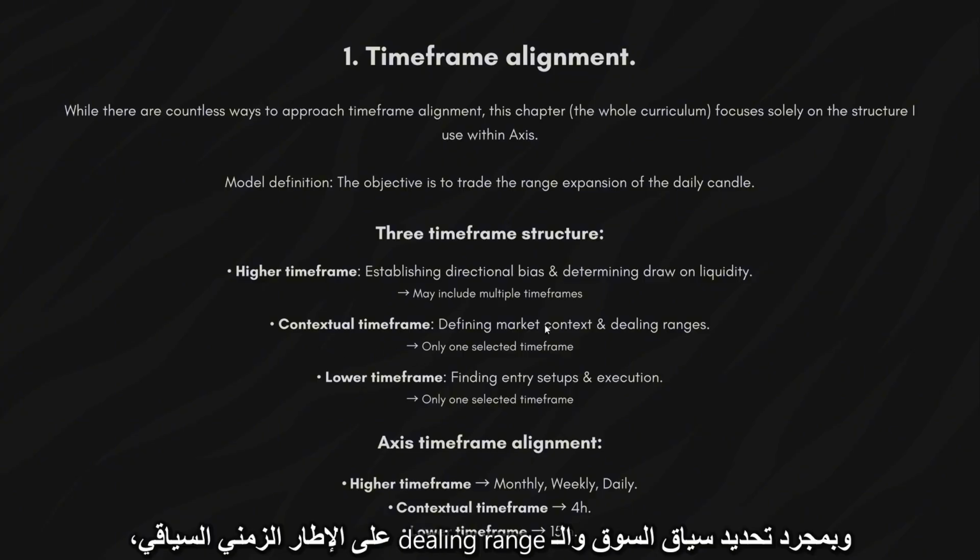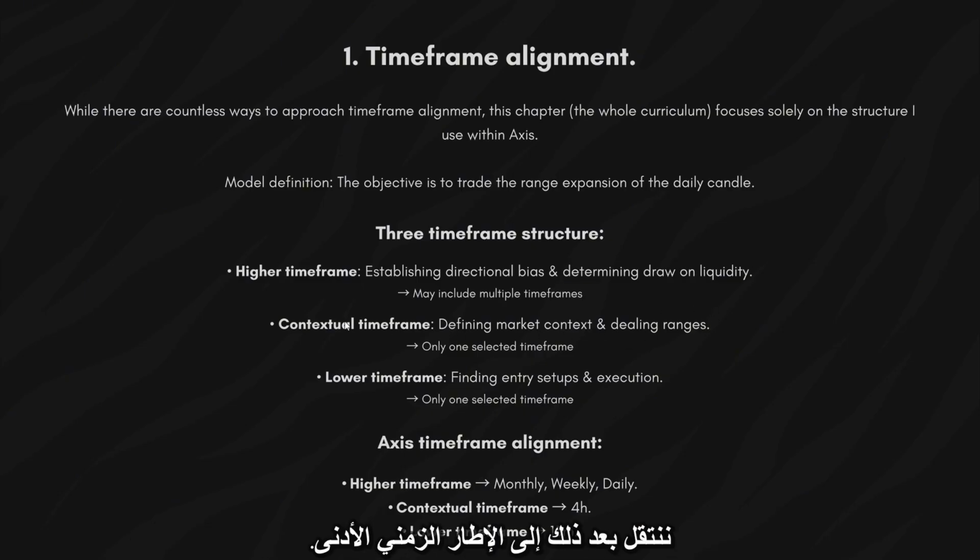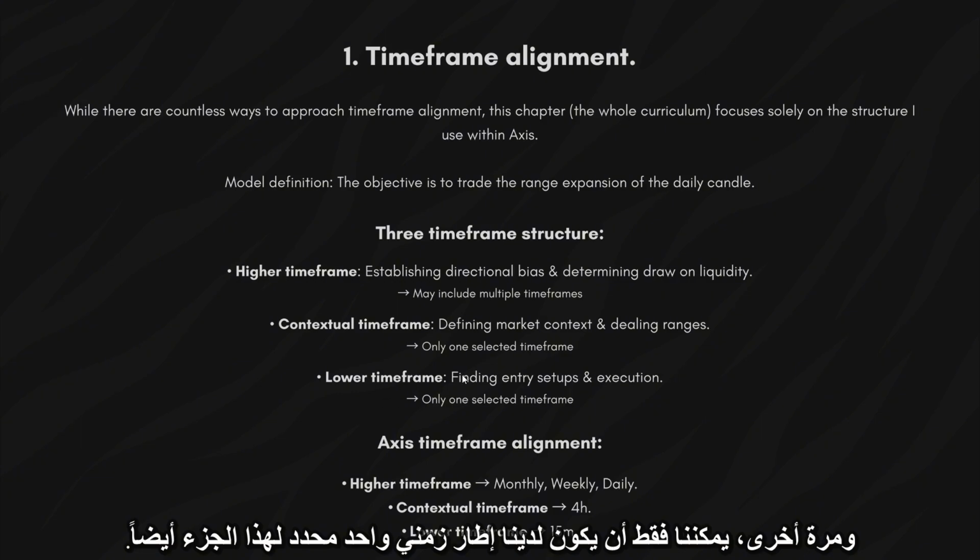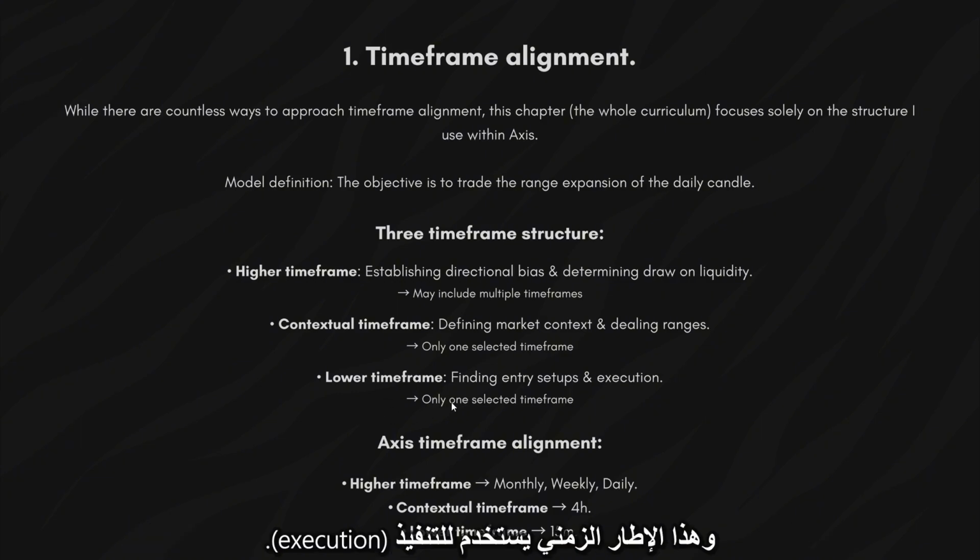And then once you've defined the market context and the dealing range on the contextual time frame, we then move on to the lower time frame. And again, we can only have one selected time frame for this one as well. And this time frame is used for execution. This is where we take our entries. This is where execution happens, right?